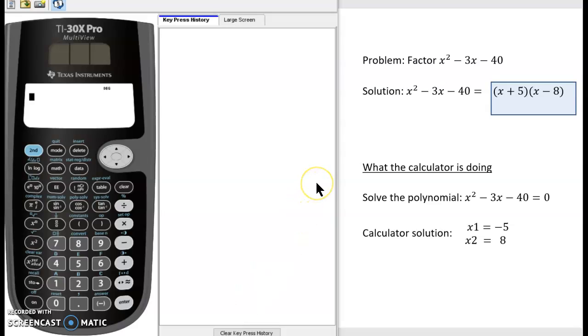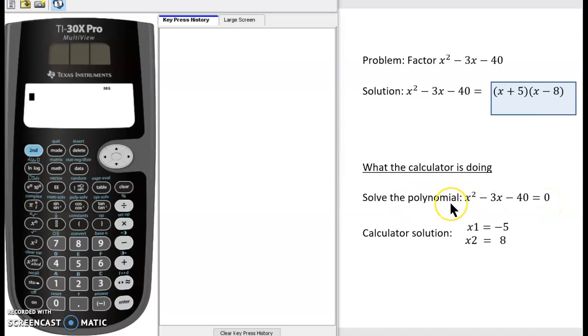On the right-hand side here, I have a typical problem that we would be given in an algebra class, factoring this polynomial here. And I've also typed up what the solution should be. Down below is a slightly different version of the problem that the calculator is doing. The calculator is taking the existing quadratic and solving this equation, looking for the zeros.